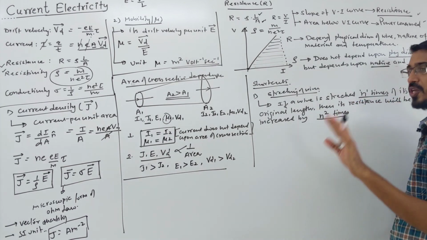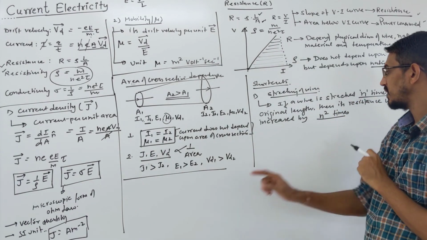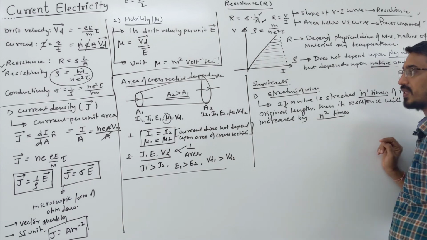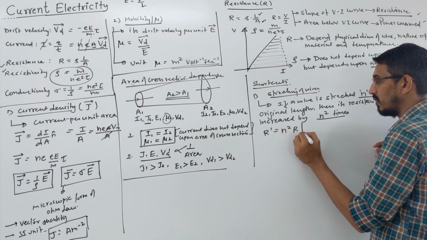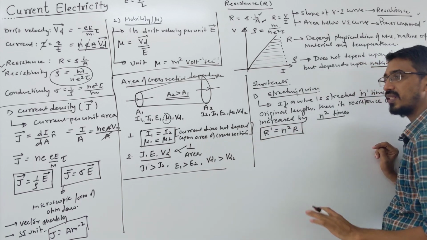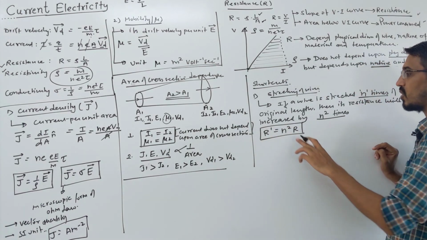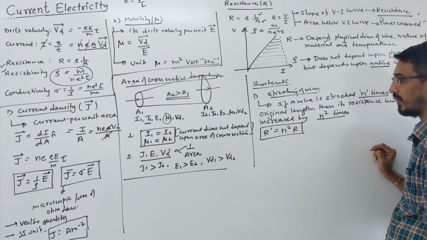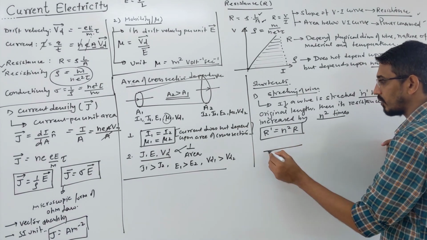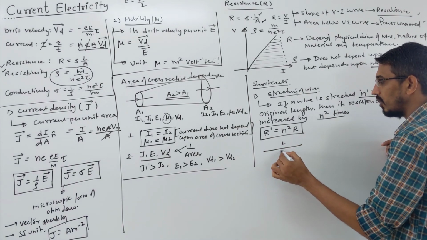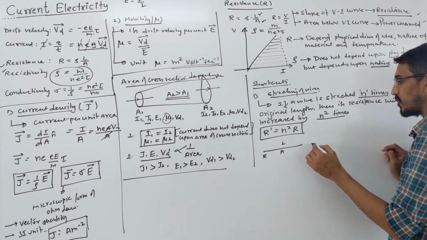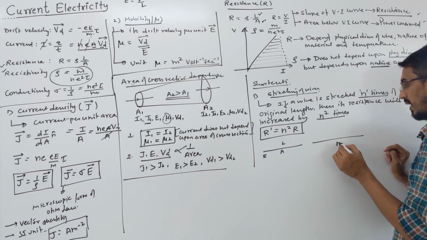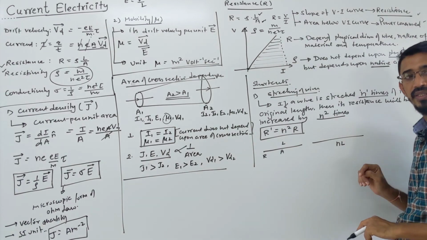If a wire is stretched by n times, then resistance will increase by n square times. So your new resistance R dash is n square times the original resistance R. This is what happens when you are stretching a wire. Let me explain how this answer comes. You have a wire of length L, area A, resistance R, correct? When you stretch a wire, you stretch it n times its original length.